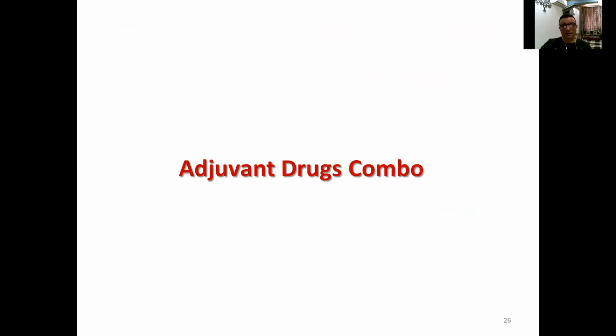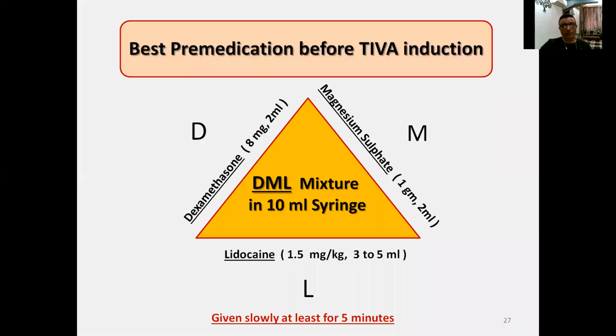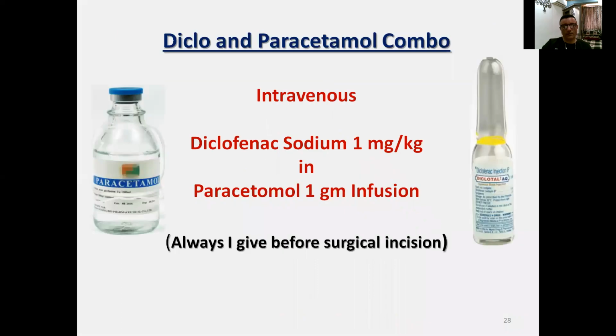Like the main anesthetic drugs, there are adjuncts which are used as a combo. The best premedication before TIVA induction in my practice is the DML mixture. I mix dexamethasone 8 milligram, magnesium sulfate 1 gram, and lidocaine 1.5 milligram per kilogram, around 3 to 5 ml in the same syringe, and I give it slowly over at least 5 to 10 minutes as a premedication. Again, I am using a diclofenac and paracetamol combo. In the paracetamol 100 ml bottle, that is a 1 gram infusion, I put diclofenac sodium around 1 milligram per kilogram, 1 or 2 ampoules, and I finish it within 10 minutes. I always give it before surgical incision. So this is also a very good combo.